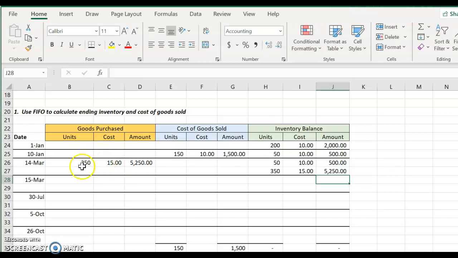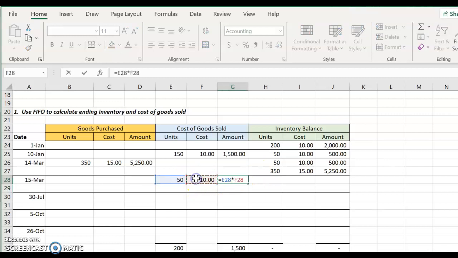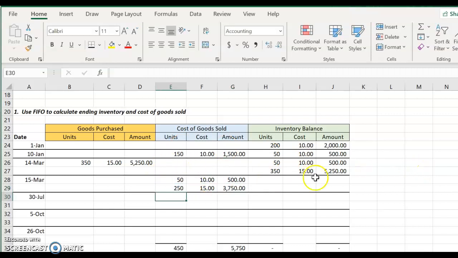On the 15th of March, we had a sale of 300 units. So FIFO, I'm first going to take it from the 50 units at 10. And then I'm going to take the remaining 250, right, because we sold 300 total. I'm going to take the remaining 250 at 15. And what do I have left? I have none of the 50 units at 10. I have 100 of the $15 layer.